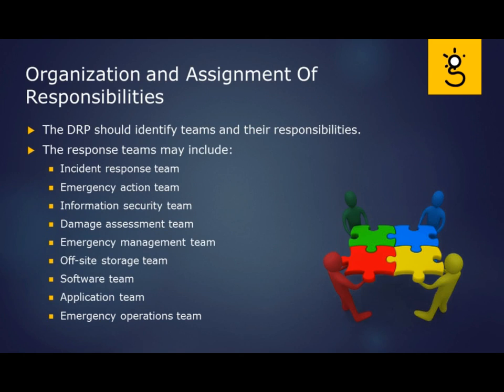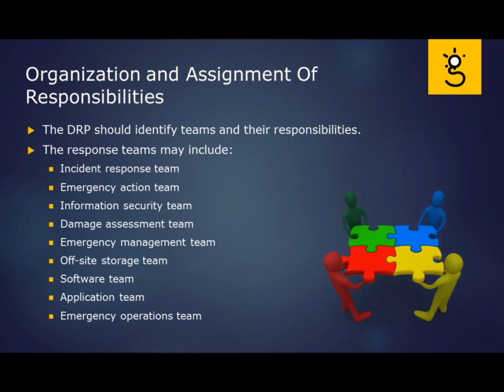Now, in the disaster recovery plan, you should identify teams and their responsibilities. I'm going to tell you a lot of different things that these teams can do. I think most of the names are pretty intuitive. Incident response team: a disaster occurs, here's my team. Emergency action teams. Information security team: they're about information and keeping it secure, getting it transported. Damage assessment: how bad is the building? How bad is the server? Emergency management, off-site storage team, software team.